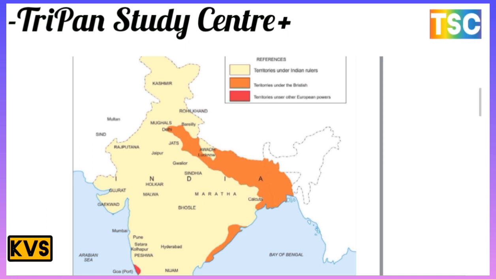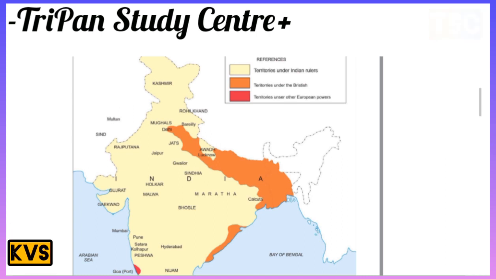On your screen, there is an Indian map that shows territory under the Indian rulers. It shows all parts of India, but also territory under the British. The British territory is highlighted mainly in Kolkata, Bihar, and some parts of Uttar Pradesh, and also some other parts. The only territory under another European power is Goa.